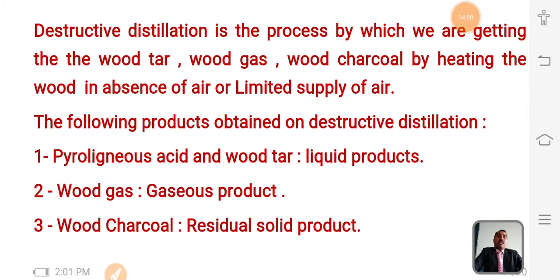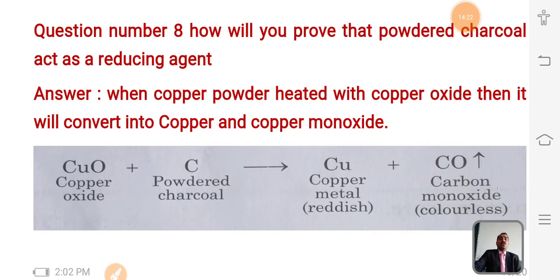The following products are obtained on destructive distillation: pyroligneous acid and wood tar, which are liquid products, my dear. Second is wood gas, which is the gaseous product. Third is wood charcoal, which is the residual solid product. Okay, now question number 8.